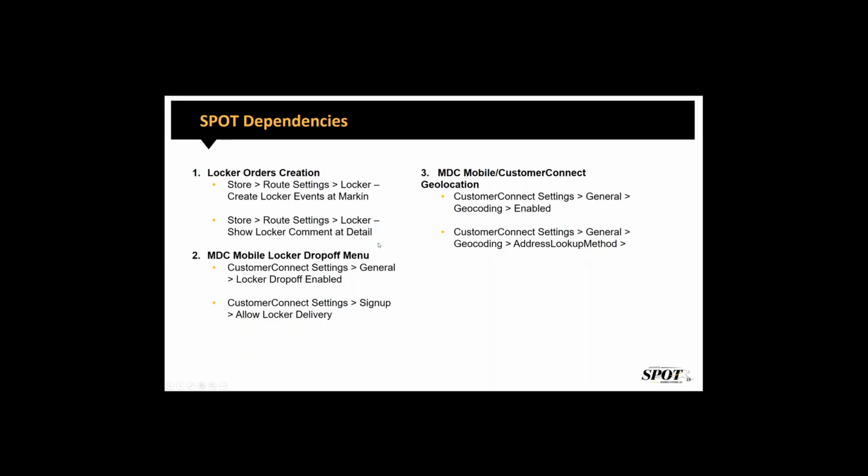And the one on the bottom is in case the customer left a comment on their locker drop-off via the mobile app or Customer Connect, then that can be shown at the time of the detail, kind of like a customer memo of sorts. So these two are available at the store route settings. Make sure you go enable those if you ever have any issues with not being able to detail a locker order and have it be recognized as a locker order.